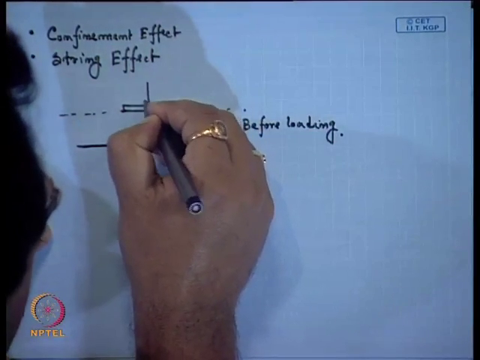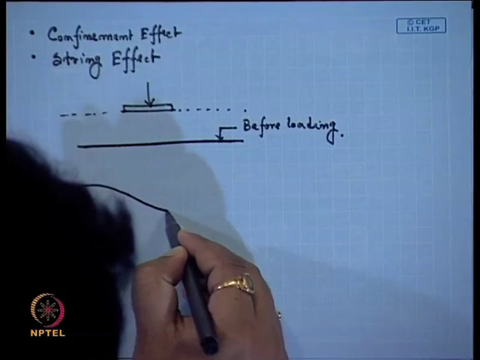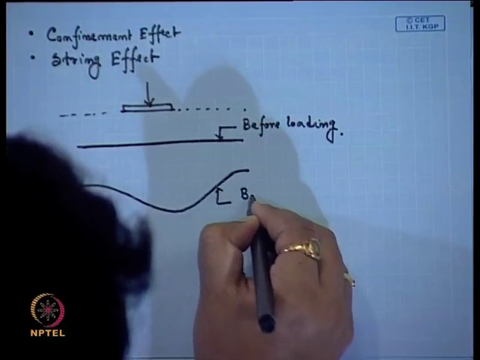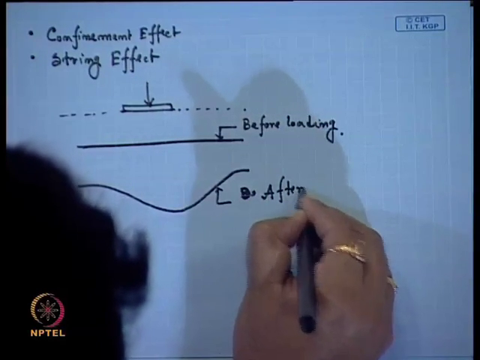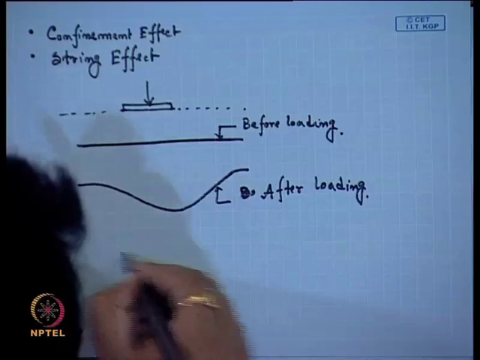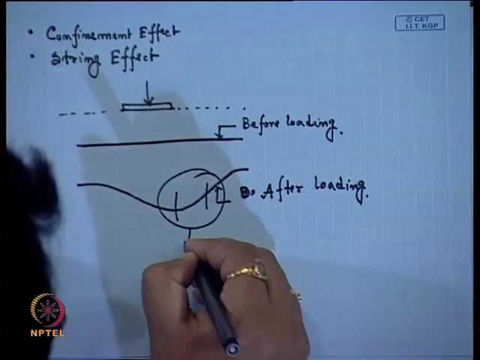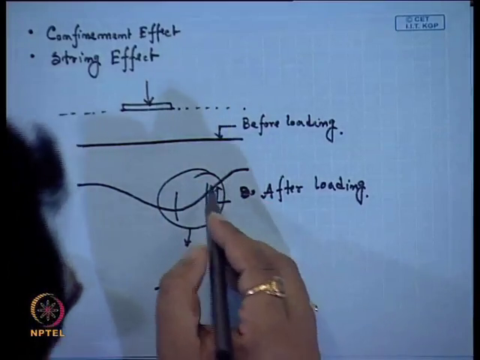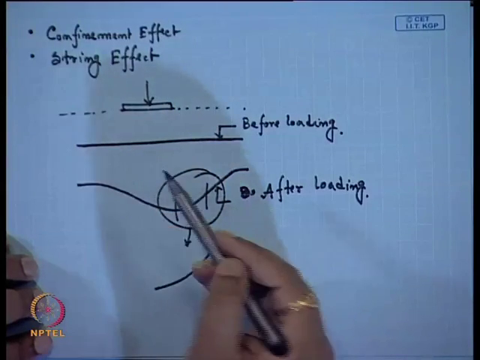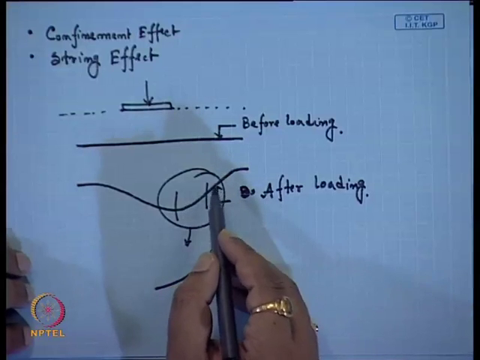Now, when we apply the load on the foundation, this soil will also be loaded. So we will get a deformation of the reinforcement. This is before loading, and this is after loading. If I take any portion of the reinforcement, what will happen? If there is no deformation of the reinforcement, no friction will develop. Once we get a deformation of the reinforcement, there will be friction, because there is a relative movement between the soil and the geosynthetic.